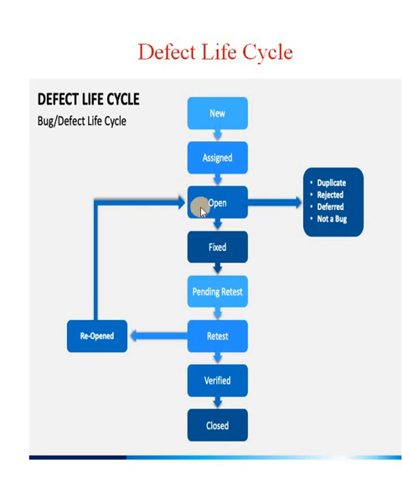In this state, what will happen? The developer analyzes the defect, because in the assigned state we can assign this defect to a development team, and once this defect is assigned to the development team, then this newly created or newly assigned defect is analyzed by the developer or that development team, who works on it.